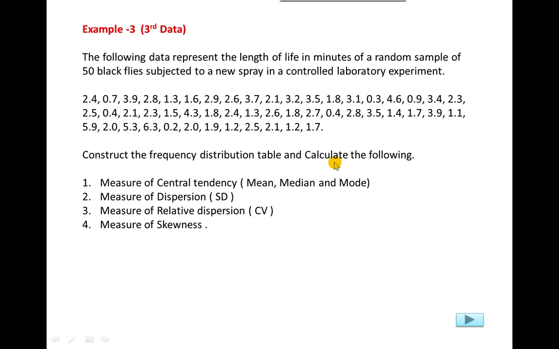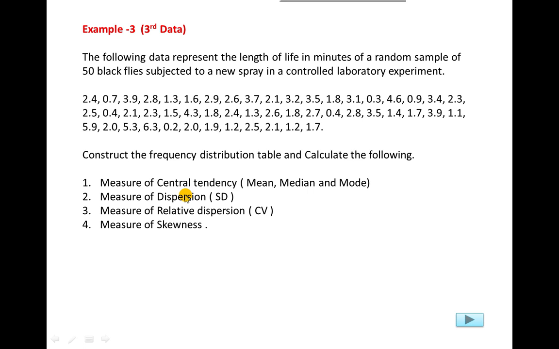Because there are 50 observations, first we will convert the data into groups according to the standard method. The following data represent the length of life in minutes of a random sample of 50 black flies subjected to a new spray in a controlled laboratory experiment. The data are 2.4, 0.7, 3.9, 2.8 and so on, 50 observations. Construct the frequency distribution table and calculate the following.